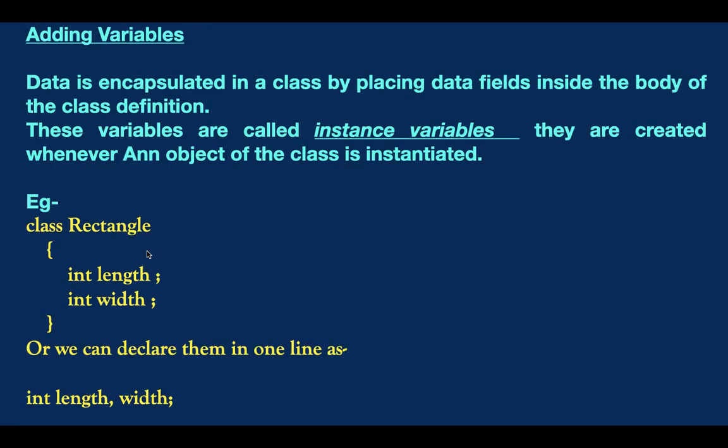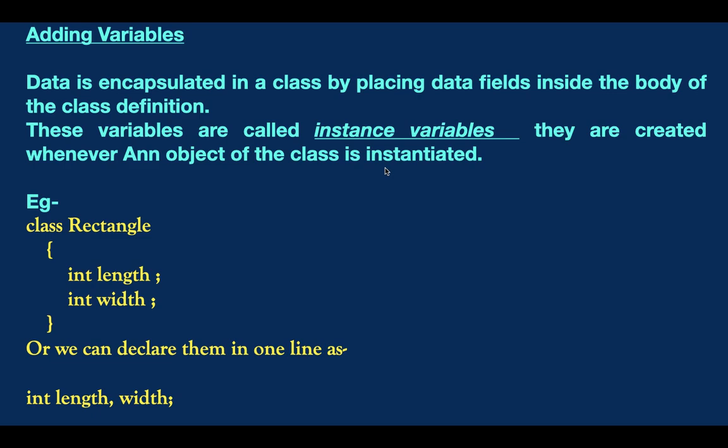Now, adding variables. Once we have created a class, we need to add some variables in it. Data is encapsulated in a class, within the curly brackets, by placing data fields inside the body of a class definition. These data fields can be variables and methods, as we have seen in the previous slide. These variables are called instance variables. They are created whenever an object of the class is instantiated.